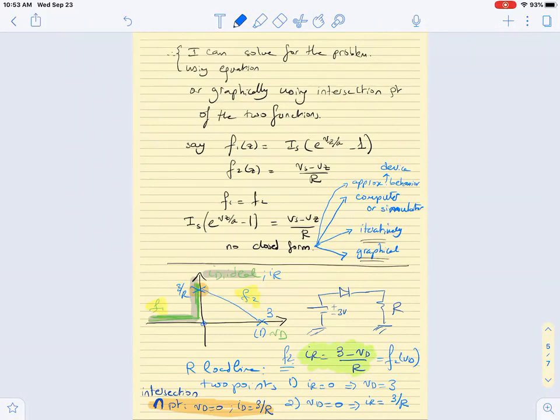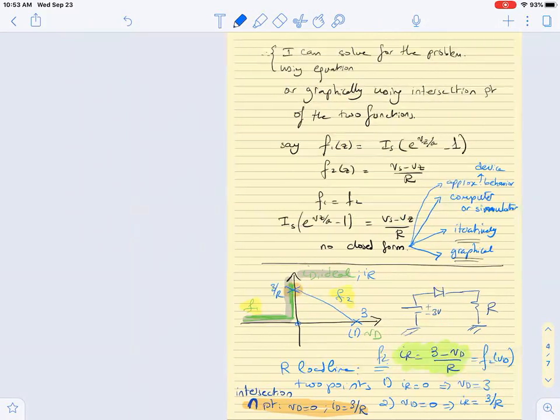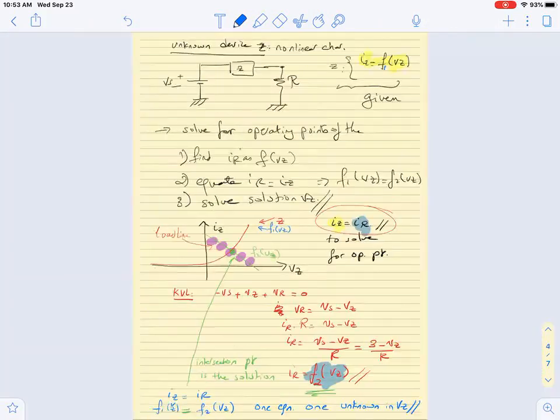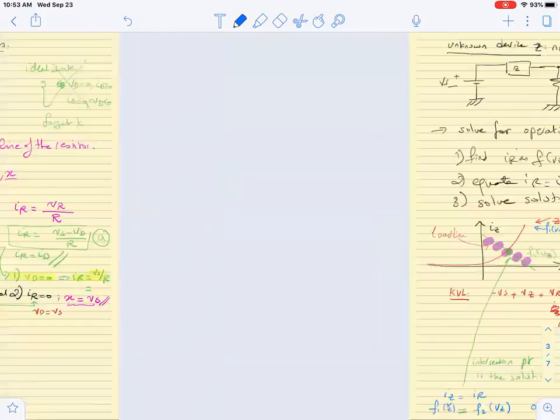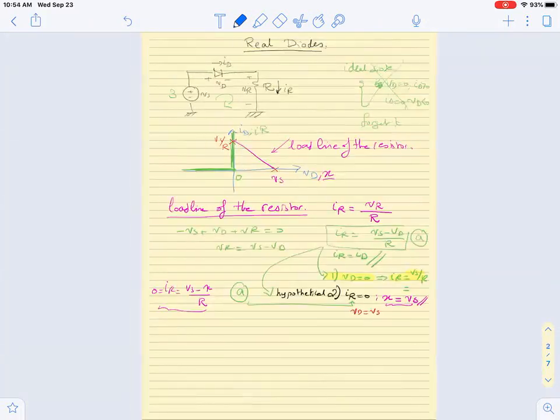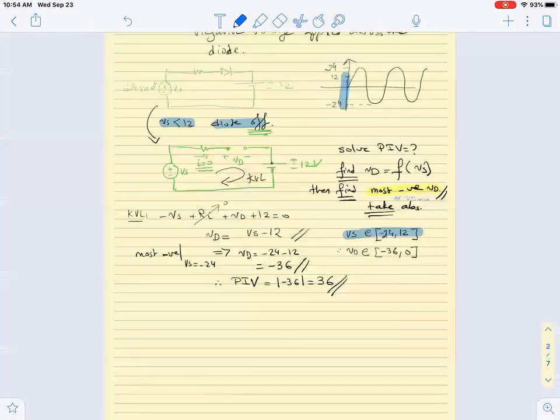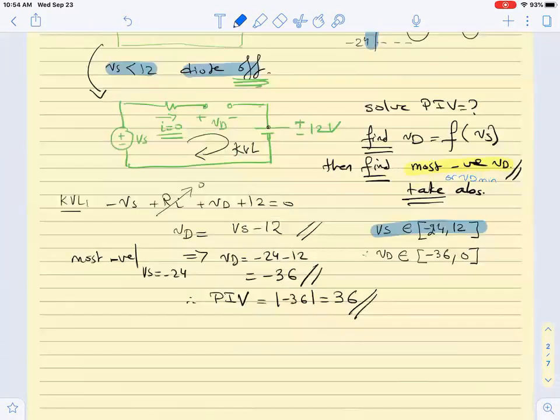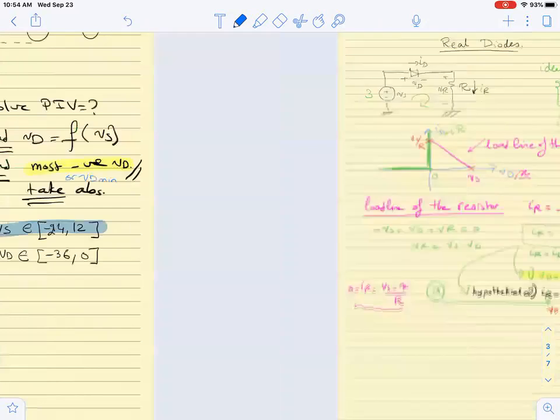Yes, Joseph, go ahead. The PIV is just the peak of the minimum, right? The most negative value, meaning the lowest possible VD, and for the lowest possible VD, I find the absolute value. Exactly. But it doesn't tell us anything about whether the diode will break, right? It tells me what negative voltage VD is reaching.